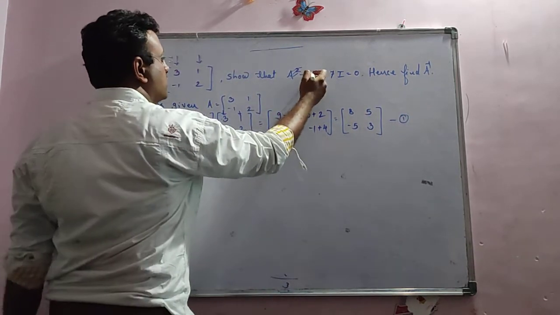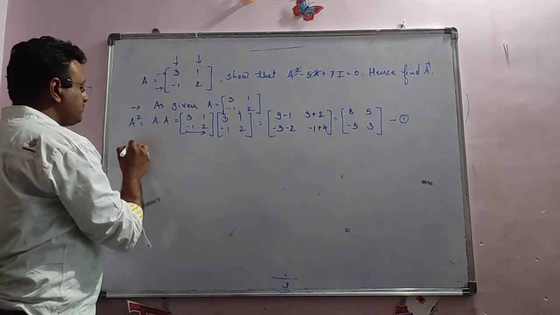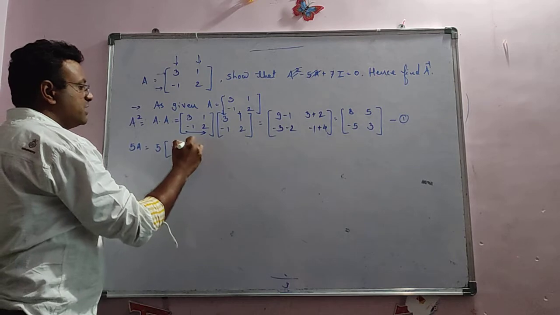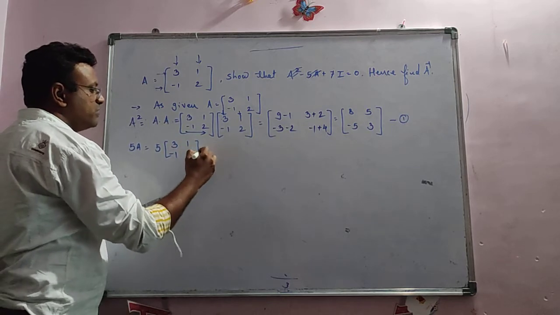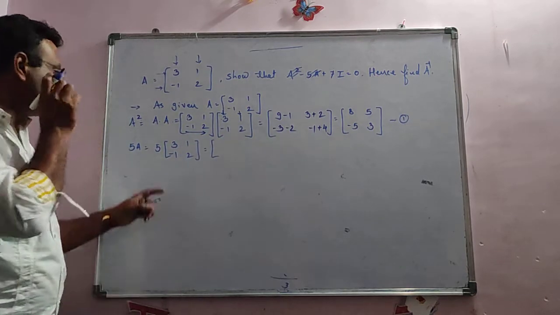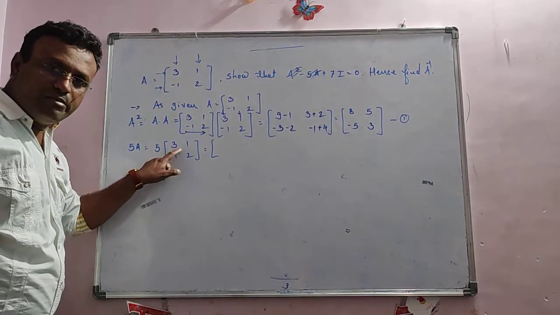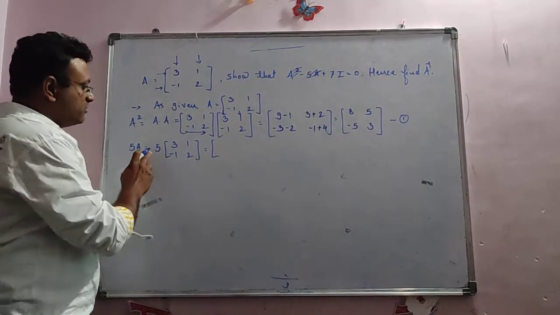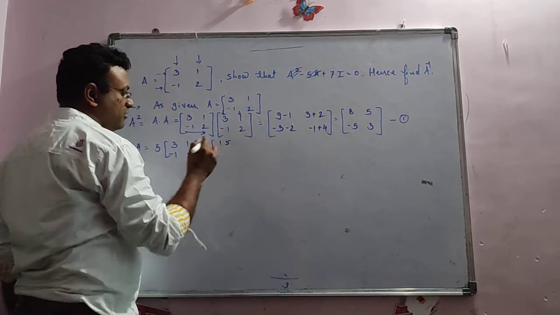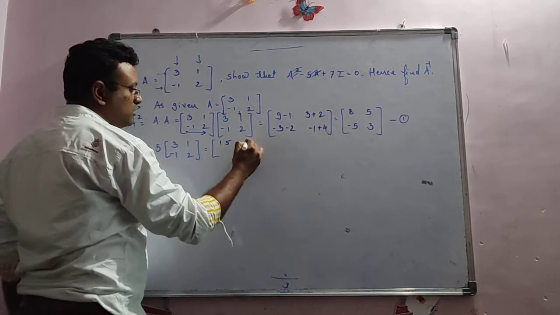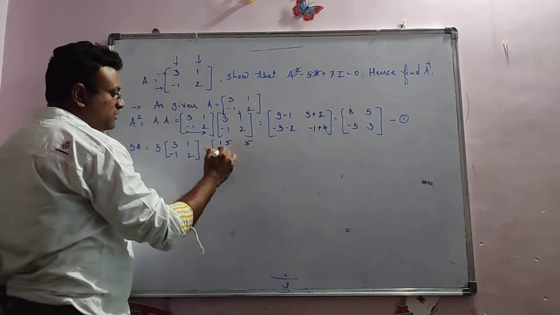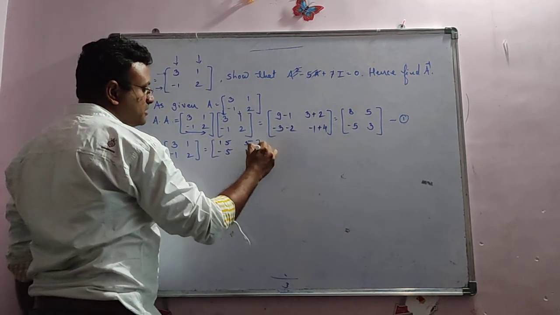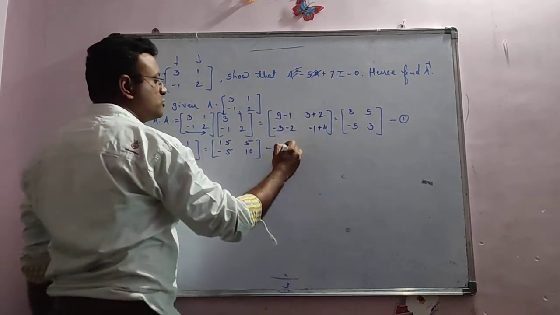Now we will find this 5A. 5 is a scalar, and we know that if any scalar is multiplied to a matrix, that scalar multiplies every element of that matrix. So first element, second, third, fourth: 3 into 5, 15. 5 into 1, 5. 5 into minus 1, minus 5. 5 into 2, 10. Let us call this equation 2.